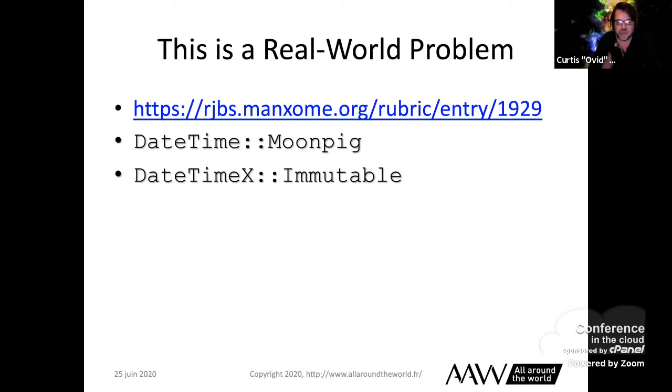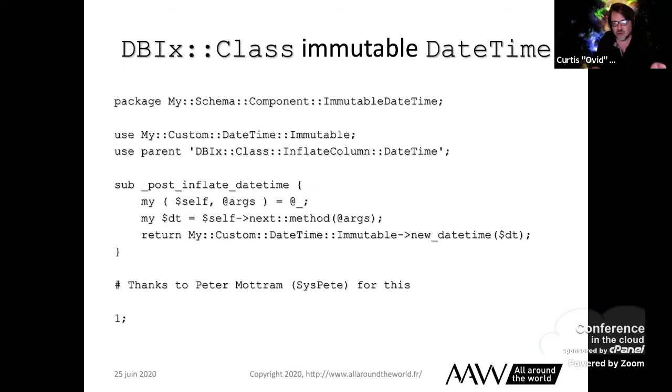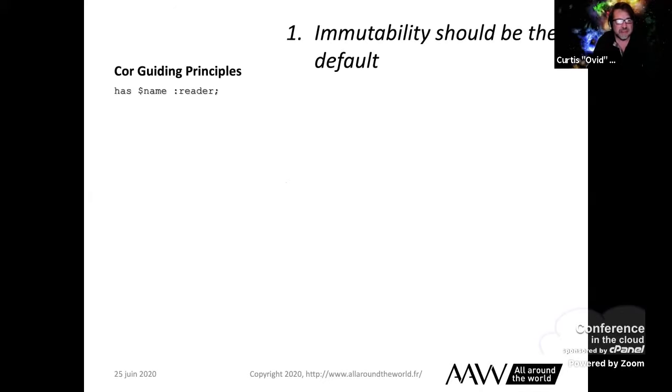So DateTime::Moonpig and DateTime::x::Immutable have been released. And this is such a serious problem. I actually, for my latest client, wrote a DBIx::Class component called ImmutableDateTime. I won't go into the details, but basically it means when you're using DBIx::Class, you can now inflate your datetimes to immutable objects, and you don't have to worry about nasty surprises later on. So thank you very much to SysPete for helping me figure out that code.